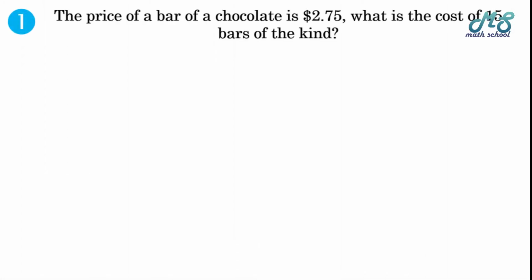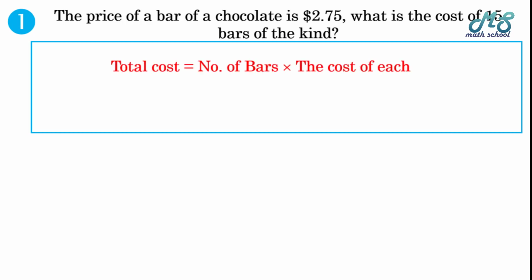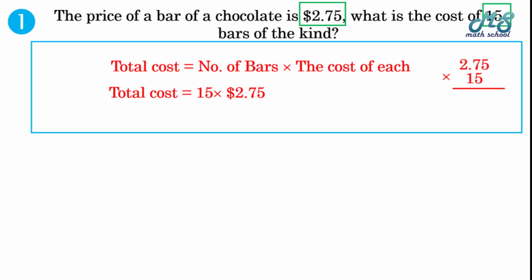The price of a bar of a chocolate is $2.75. What's the cost of 15 bars of the kind? To find the total cost guys, just multiply number of bars by the cost of each one. Number of bars equals what guys? Equals 15, and the cost of each equals $2.75. Now guys, the total cost equals 15 times $2.75. We will ignore the decimal point. It will be 275 times 15.